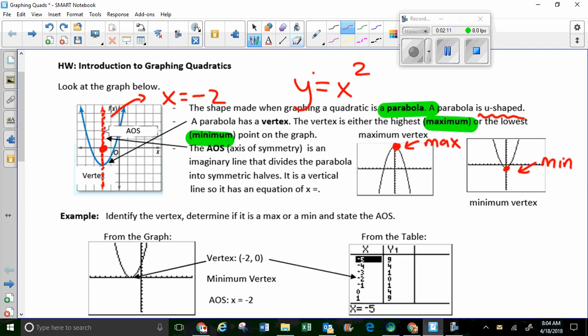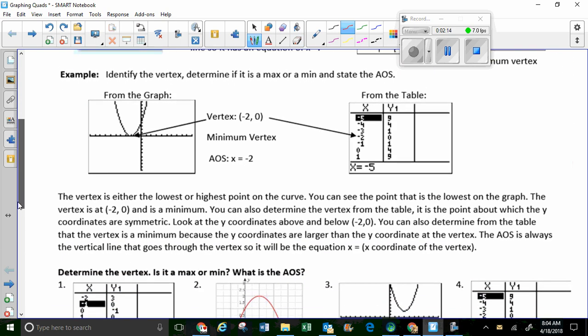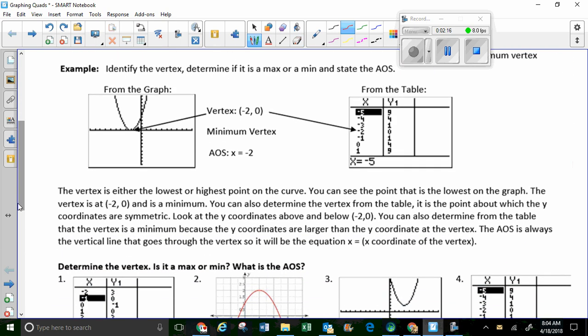Or min. So for these examples, you are to identify the vertex, determine if it's a maximum or a minimum, and then state the axis of symmetry. If you look at the graph, the vertex is either the bottom or the top of the U, and that point is (-2, 0). So that's my vertex. And because it's the bottom of the U, it's considered a minimum. The axis of symmetry cuts it in half, this imaginary line, and the equation is x equals -2. Remember, BUCKS and HOY. BUCKS is a vertical line, and so that's what our equation would be.